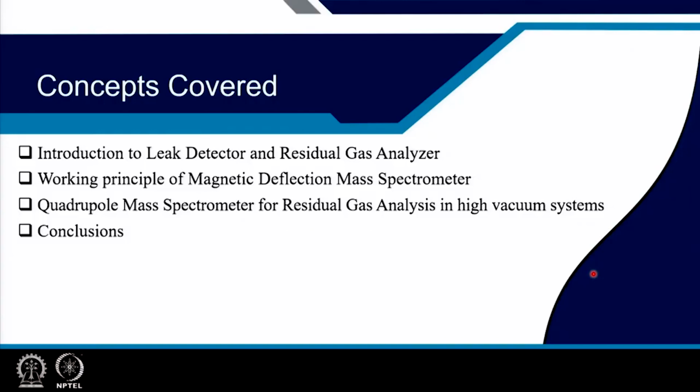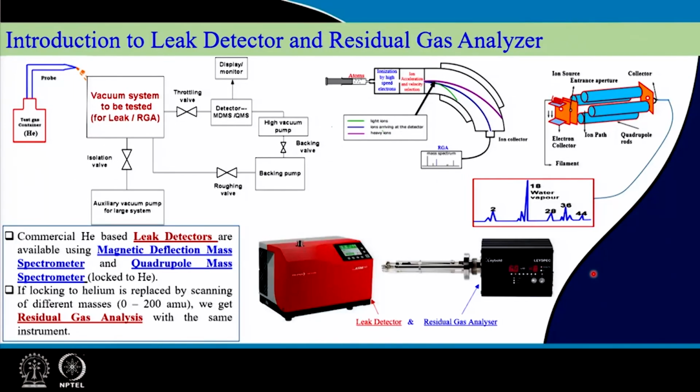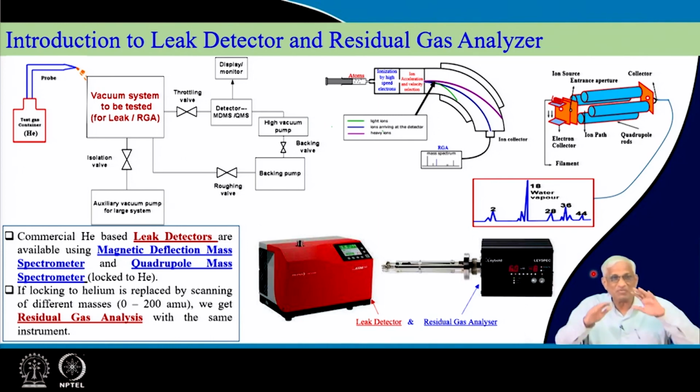Finally, we will give you some conclusions based on the instruments. So, in this talk I will talk more about instruments. As I told you already, there is a difference between leak detection and residual gas analysis. But actually if you see the overall broad spectrum, it is nothing but a residual gas analyzer. If you lock the scan to only a particular gas, the tracer gas with which we are trying to detect the leak, then it becomes a leak detector.